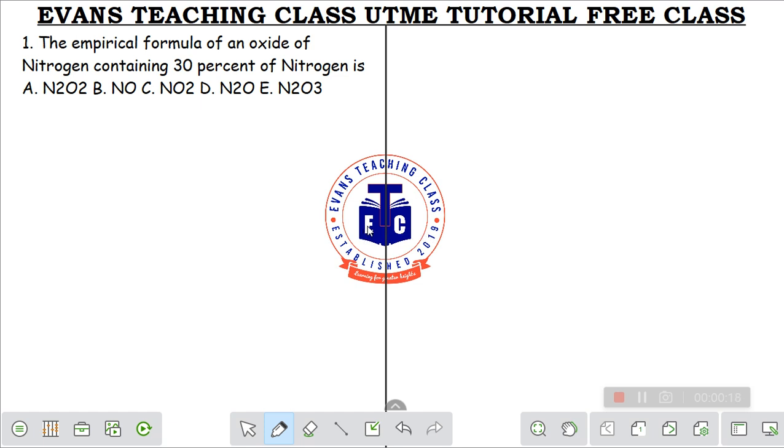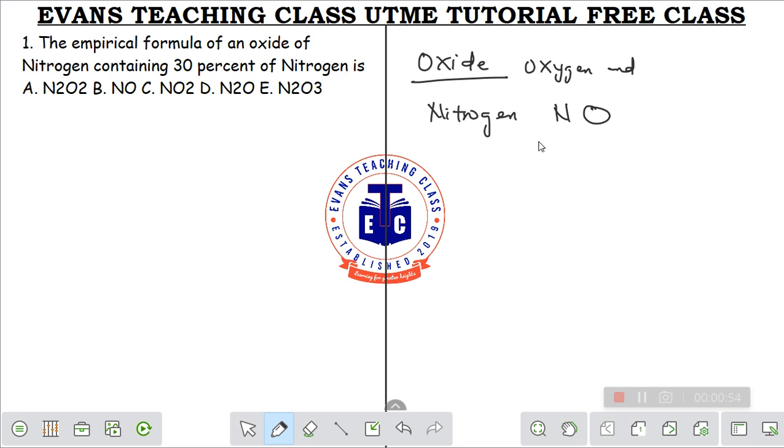So the first question we're going to be doing here is the empirical formula of an oxide of nitrogen containing 30% of nitrogen is. And whenever they say something is an oxide, oxide is a compound that contains oxygen and other elements like that. So if I have nitrogen oxide, it means I have nitrogen and oxygen. Now in this question, they did not say nitrogen 4 oxide, they did not say nitrogen 2 oxide, they did not say nitrogen 1 oxide. So whether it is nitrogen 1 oxide or nitrogen 2 oxide, we don't know.